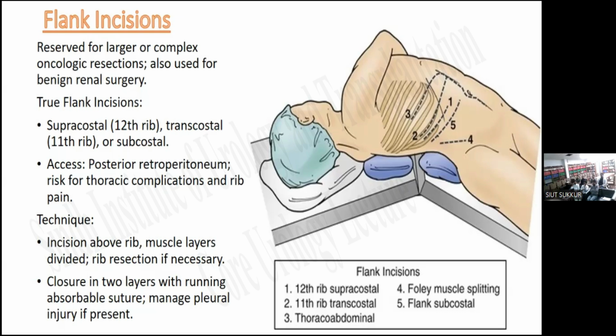Then we create a window, and the peritoneum as well as the pleura are saved using careful dissection. Usually we use diathermy, starting from the tip of the 12th rib and extending posteriorly to avoid injury to the pleura. The incision is usually closed with running absorbable sutures, and if there is pleural injury, we close it primarily, or we can insert a chest tube when there is extensive injury to the pleura.